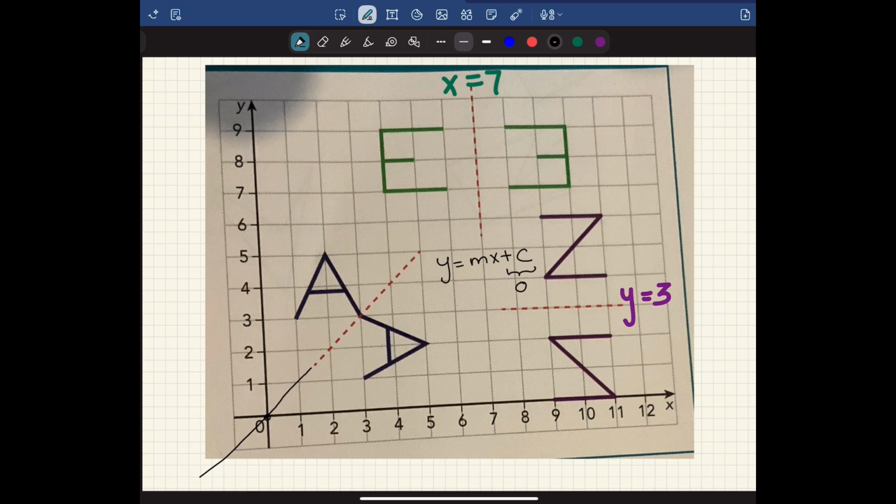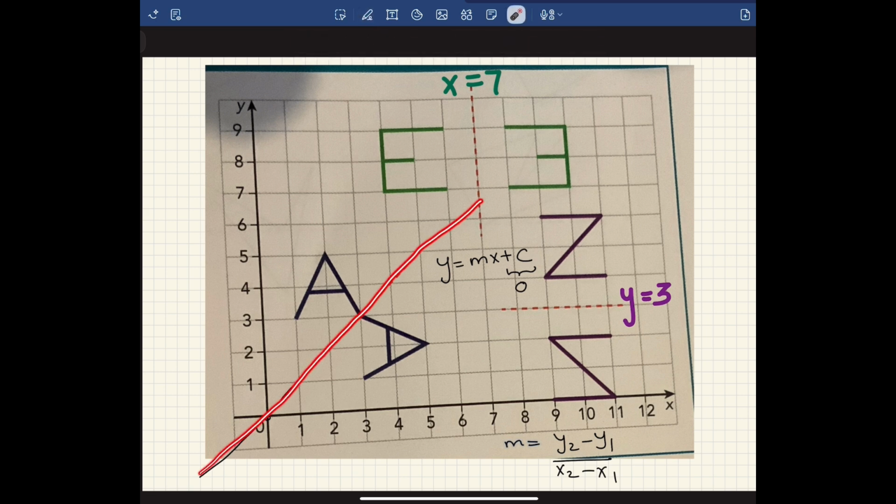Okay, and I hope all of us remember that the formula for calculating gradient is y2 minus y1 over x2 minus x1. So to find the gradient, we need any 2 points on the line of reflection. Okay, so let's see. We can choose (5, 5) and we can choose (3, 3) or any points that you want. You can also choose (0, 0). So let's choose (5, 5) and (0, 0).